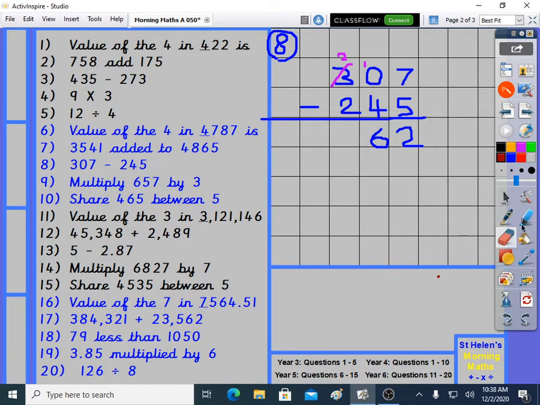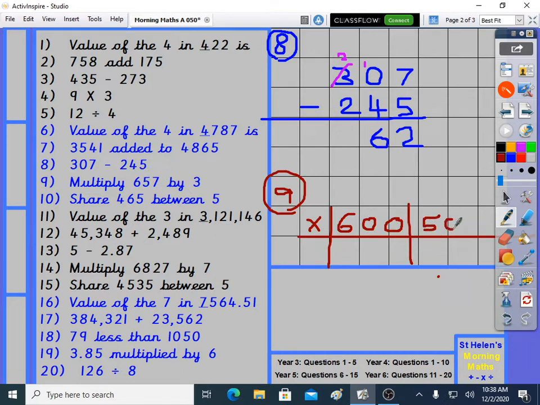Multiply 673 by 3. Question 9. We'll do the grid method in year 4. Times. Multiply, of course, means times. 600. I think I might have said the question wrong when I said it. Anyway, it is 657.